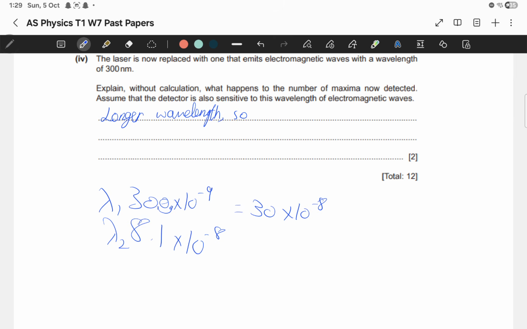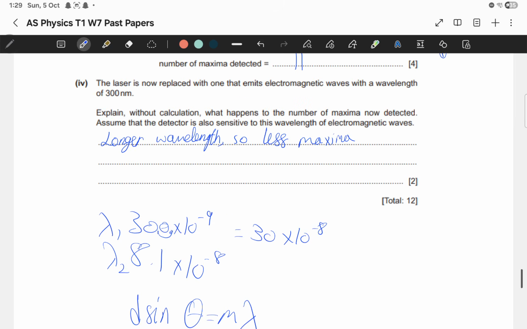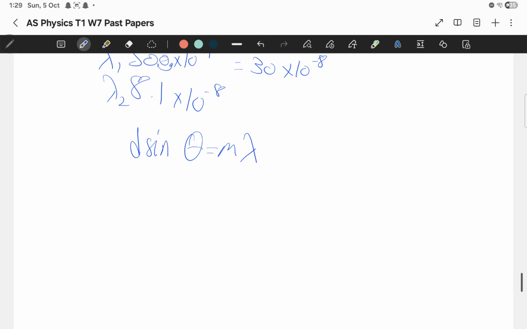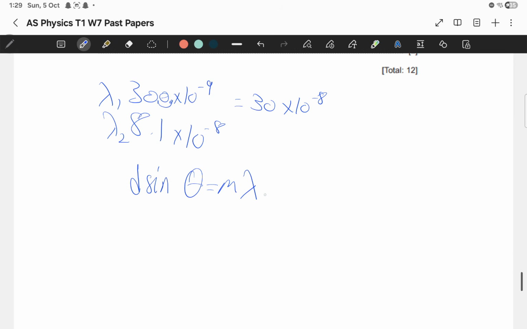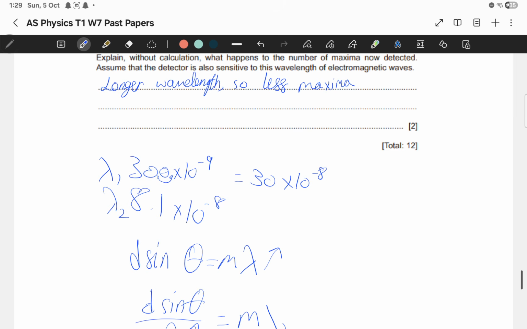So, less maxima. Why? Because if you use d sine theta equals m lambda, since they're asking about the number of maxima detected, and lambda increased, the ratio of d sine theta to lambda is going to decrease, and the value of m is just going to decrease because lambda increased. They're inversely proportional, as you can see. So the longer wavelength means less maxima detected.